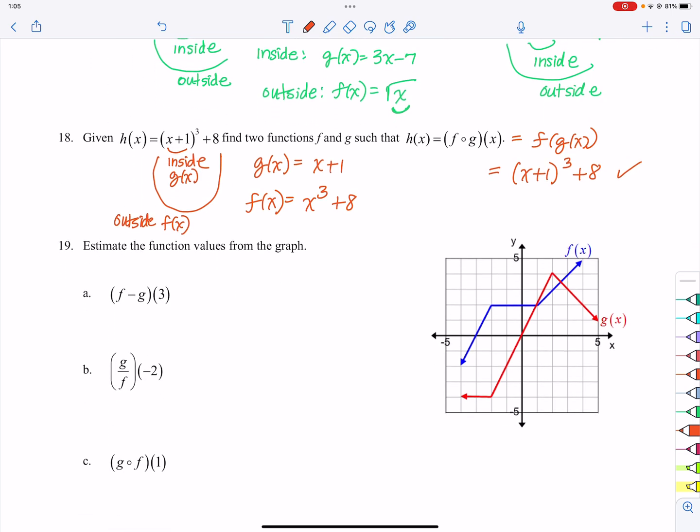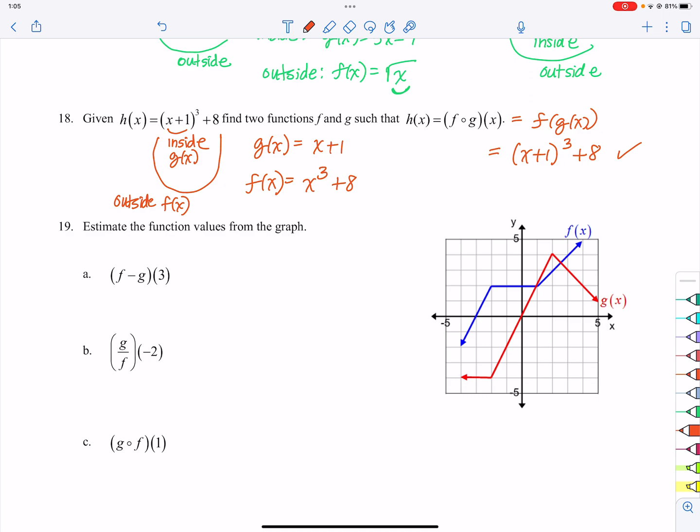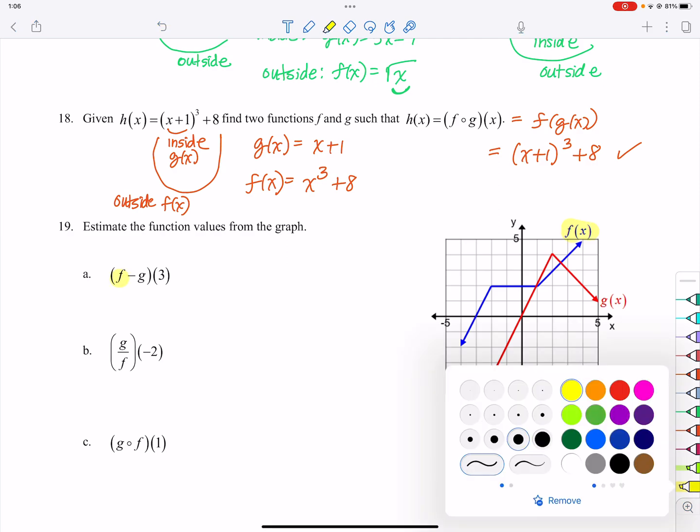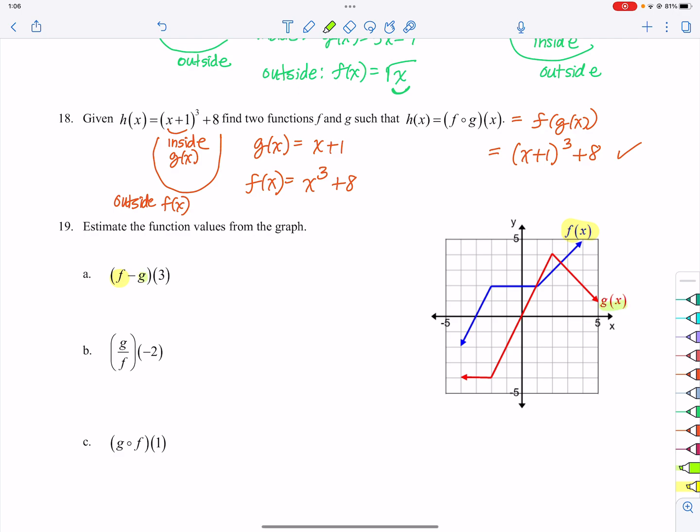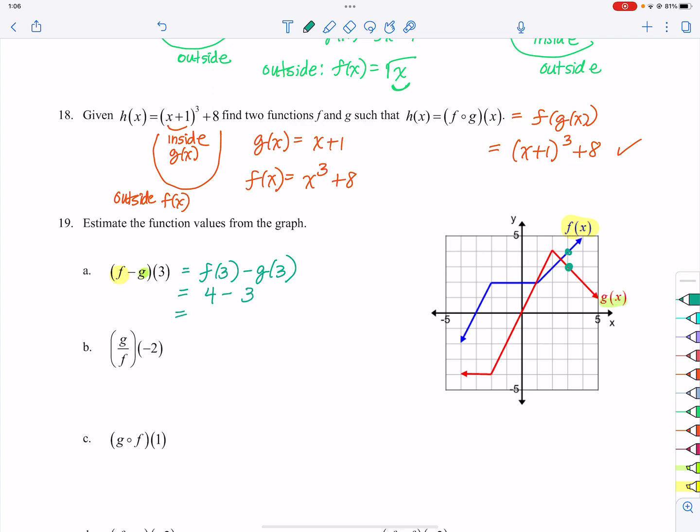Now let's find some composite functions from the graph. Keep in mind that f and g are both given here. So there's two different graphs. We need to write our definition first. So this is equal to f of 3 minus g of 3, and f is the blue graph, so f of 3 is going to be 4, and g of 3 is going to be 3, and we get 1.